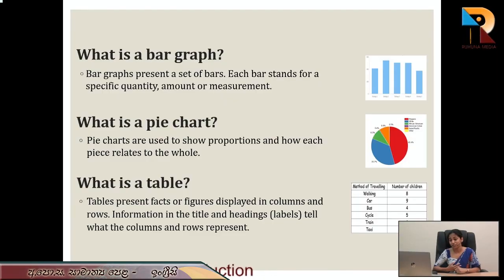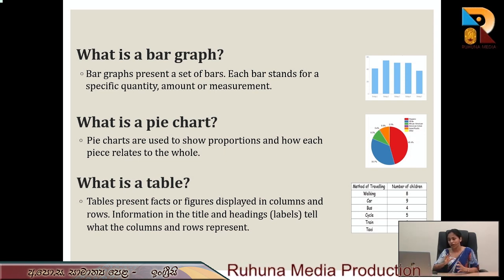If we move on to slide 1, first of all, you see I've given you an introduction of what a bar graph is, what a pie chart is, and what a table is. Let's see what a bar graph is first. So bar graphs are presented as a set of bars, right, as you can see. And each of these bars stand for a specific quantity or a measurement or an amount, right? So they have two axes, x-axis and y-axis. Y-axis is the vertical axis and x-axis is the horizontal one.